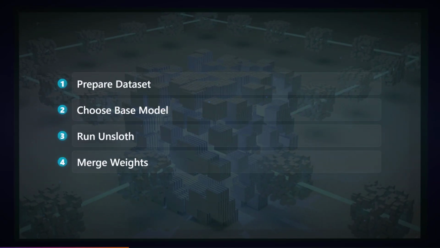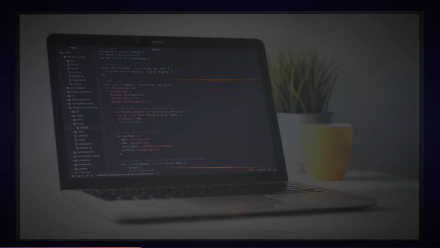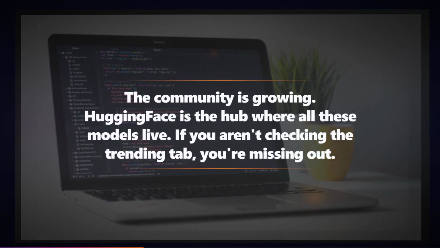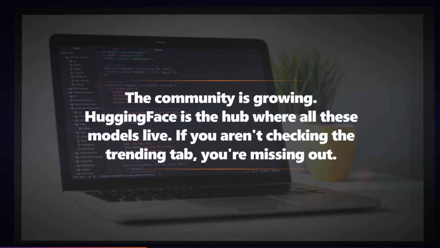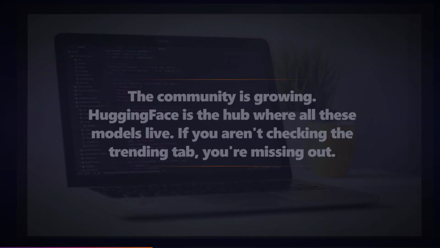Fine-tuning is the secret sauce. Using Unsloth or Axolotl, you can train a base model on your specific niche in under an hour. The community is growing. Hugging Face is the hub where all these models live. If you aren't checking the trending tab, you're missing out.